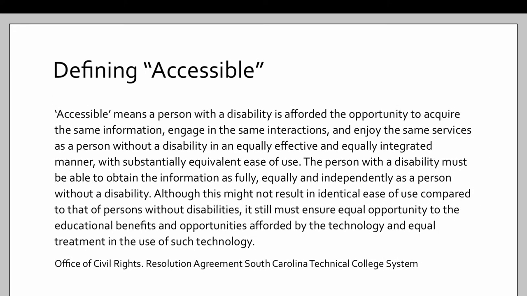It also helps to talk about what we mean when we say accessible. The federal government has used this language in many of the settlement agreements. The repetition of this over and over again serves as a signal that this is not an evolving concept, but a clear expectation of compliance. Accessible means a person with a disability is afforded the opportunity to acquire the same information, engage in the same interactions, and enjoy the same services as a person without a disability in an equally effective and equally integrated manner with substantially equivalent ease of use.